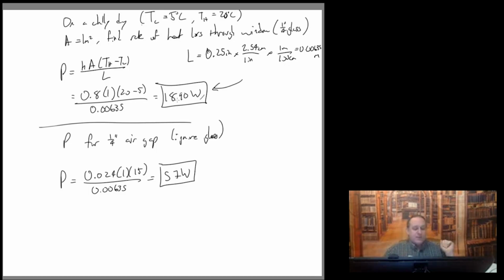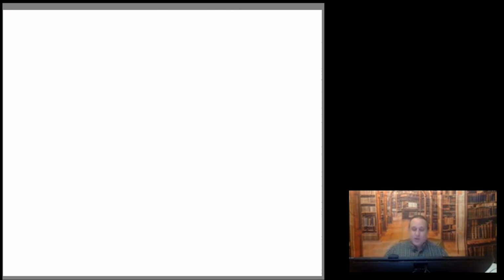So next time I'll show you how we can combine layers, but I want to take the remaining time and talk about our other 2 mechanisms of heat transfer. So the second mechanism is called convection.